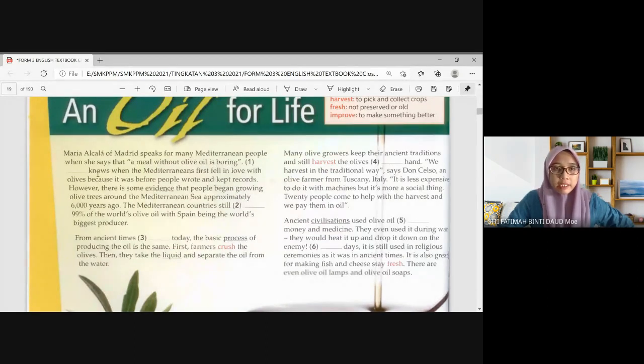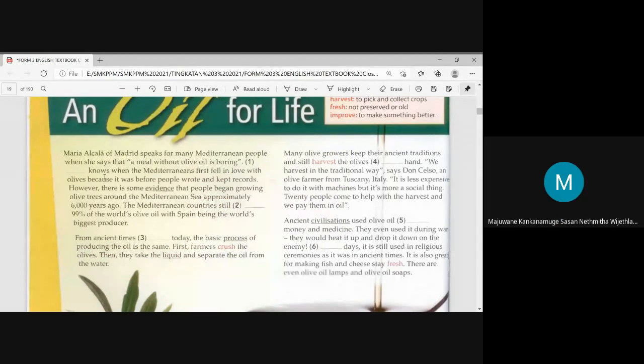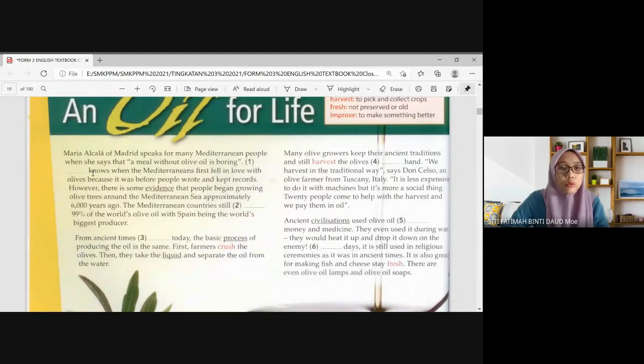Okay, there's a gap here. Knows when the Mediterraneans, orang yang belah sana, Mediterranean, first fell in love with olives because it was before people wrote and kept records. Okay, so number one, what do you think is the answer? Anyone? Everyone? No one? Someone? Knows, tahu, when the Mediterraneans fell in love with olives, dia jatuh cinta dengan olive because it was before, sebelum, dah lama lagi, sebelum people wrote and kept records.